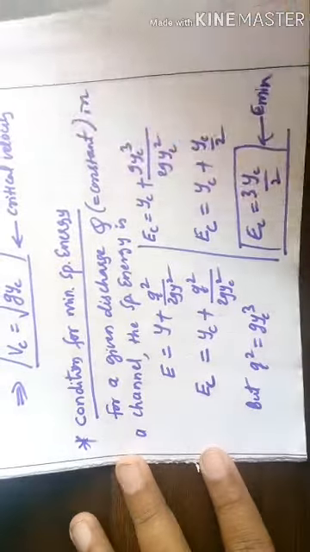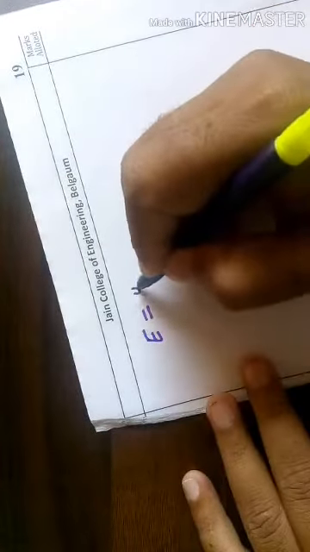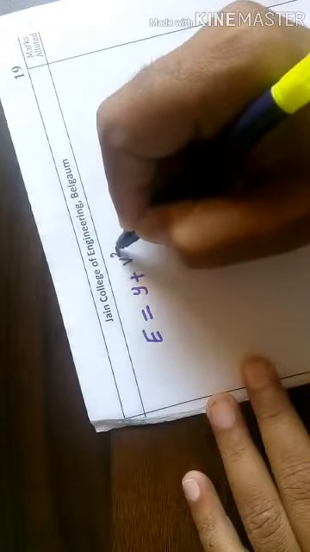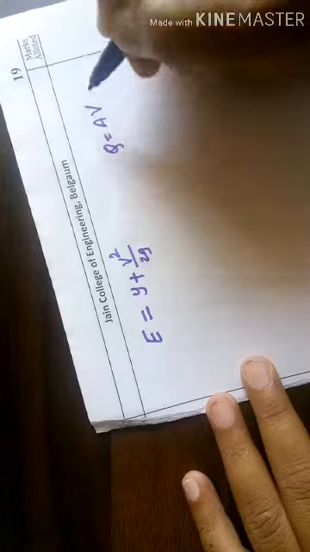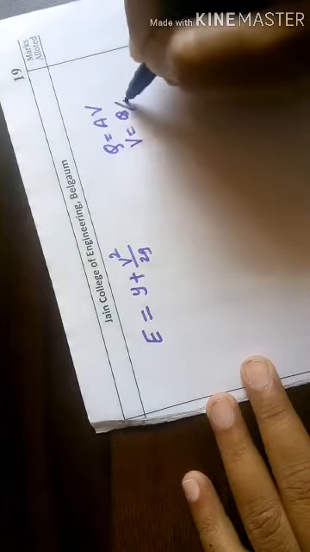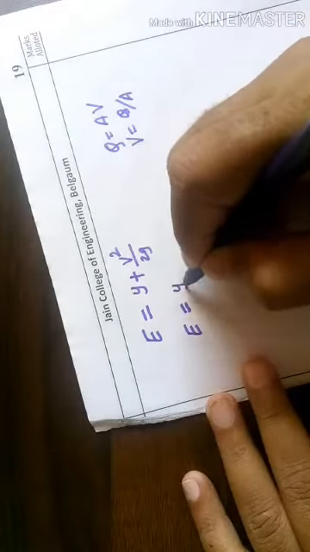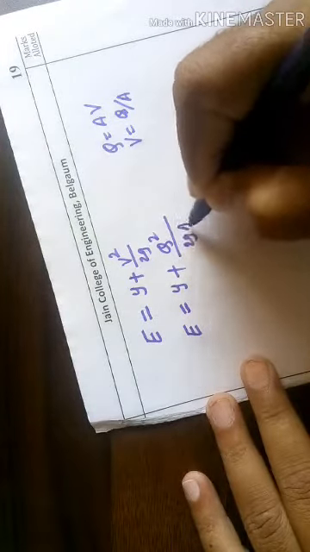Then one more way of getting a minimum specific energy. Here we have a specific energy in other form, E equal to y plus v square by 2g. But q equal to what? A into v. So v equal to what? Q by A. When we substitute this one here, we get y plus q square divided by 2g A square.